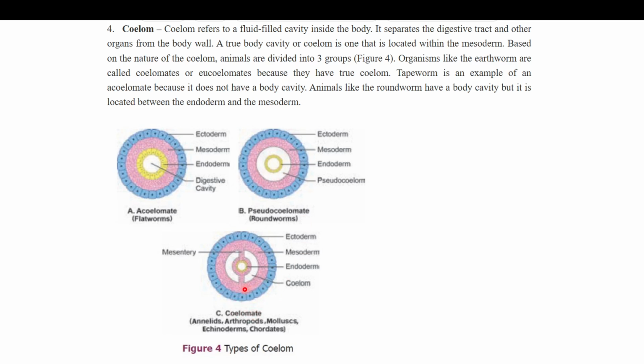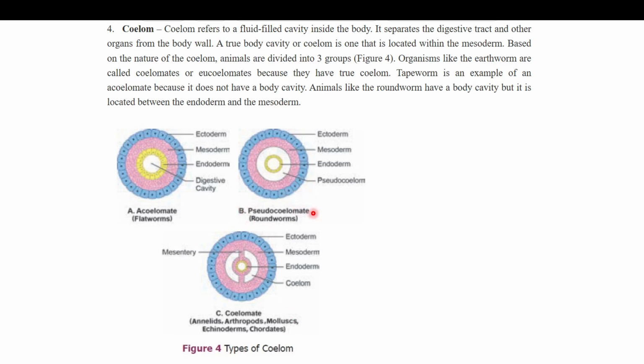Whereas in a true coelomate, the ectoderm is lined by a mesodermal layer, and the endoderm is also lined by a mesodermal layer, and the cavity formed therein holds different kinds of organs for that particular organism. Pseudocoelomates, animals like roundworms, have a body cavity, but it is located between the endoderm and the mesoderm, and this is considered a false coelom, and these organisms are pseudocoelomates.